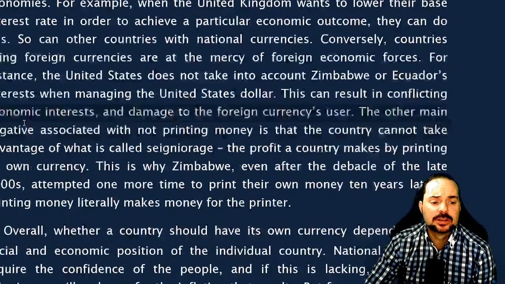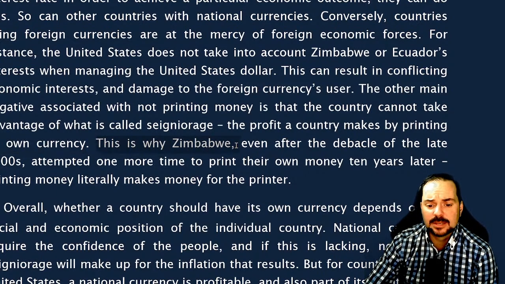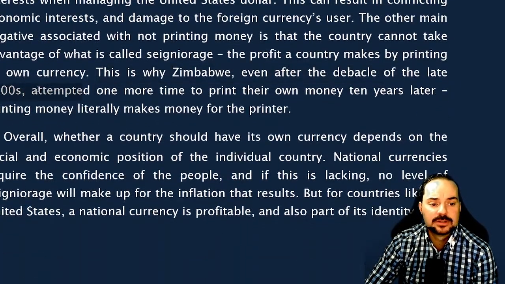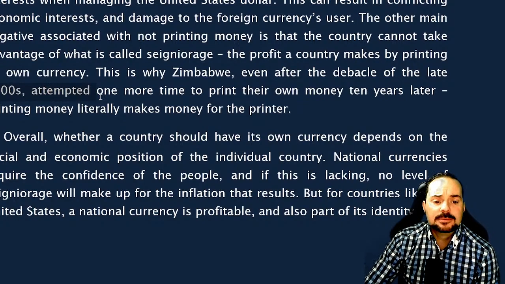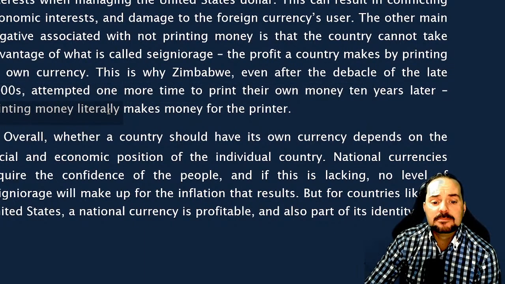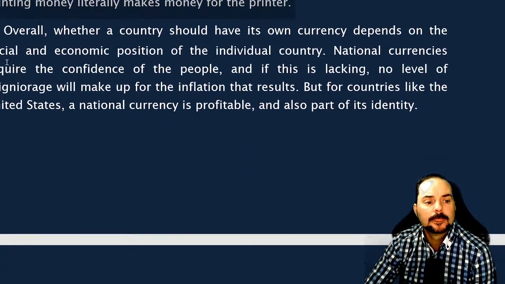The other main negative associated with not printing money is that the country cannot take advantage of what is called seigniorage, the profit a country makes by printing its own currency. This is why Zimbabwe, even after a debacle of the late 2000s, attempted one more time to print their own money 10 years later. Printing money literally makes more money for the printer.